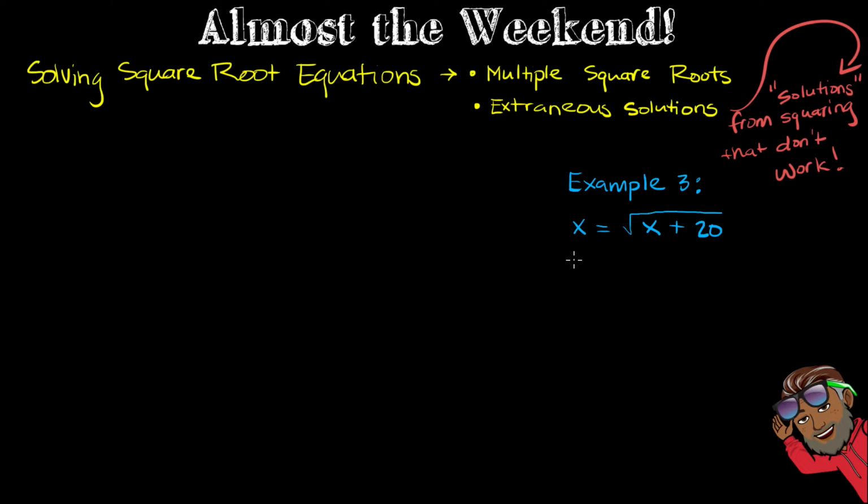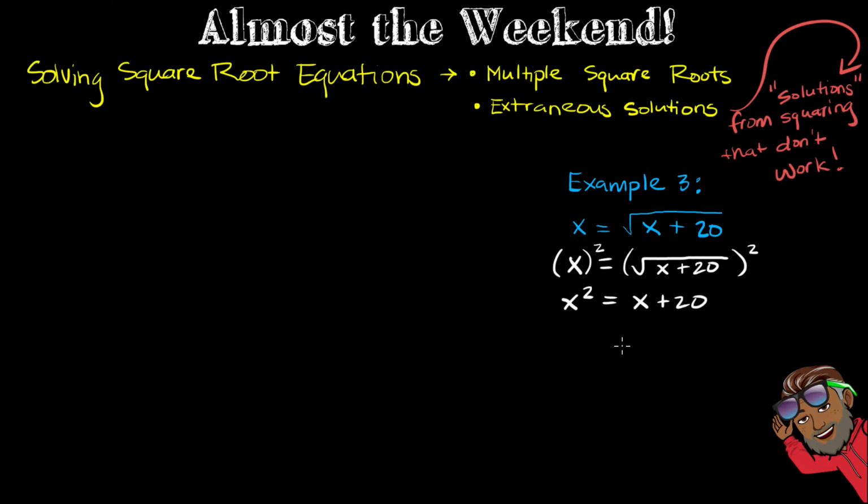So we have x equals the square root of x plus 20, but we want to get rid of the square root on the right side. So we're going to take the entire right side and we're going to square it. Now, since we squared the right side, we're going to have to balance it by squaring the left side so that it stays equal. The result is going to be x to the power of 2 equals, and over here it's going to cancel out, leaving us with x plus 20.